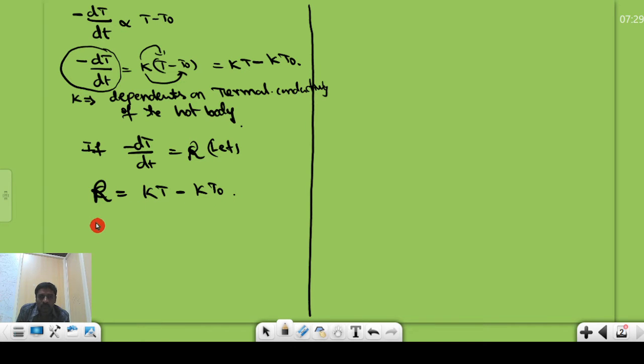Now please think yourself. I already told you T naught is the surrounding temperature, and it is always constant. K depends on the thermal conductivity of the material, so it is also constant. So this parameter is a constant term, because T naught and k are both constant. But the temperature of the hot body is always going to decrease as time goes on. So R, the rate of cooling, is a variable parameter.